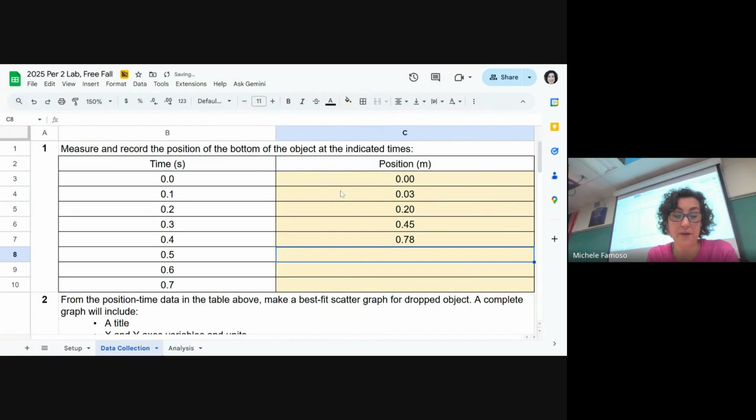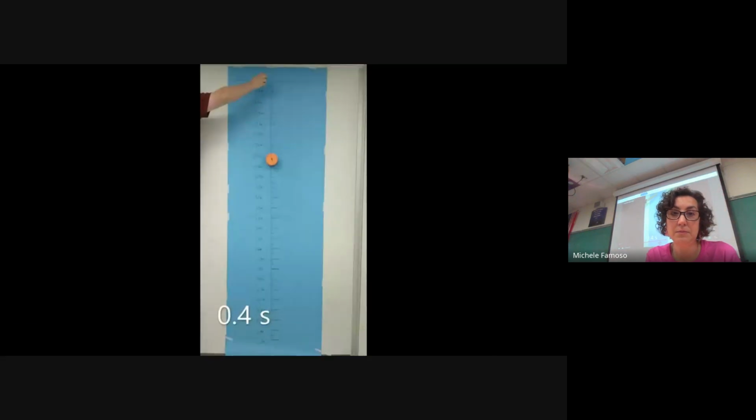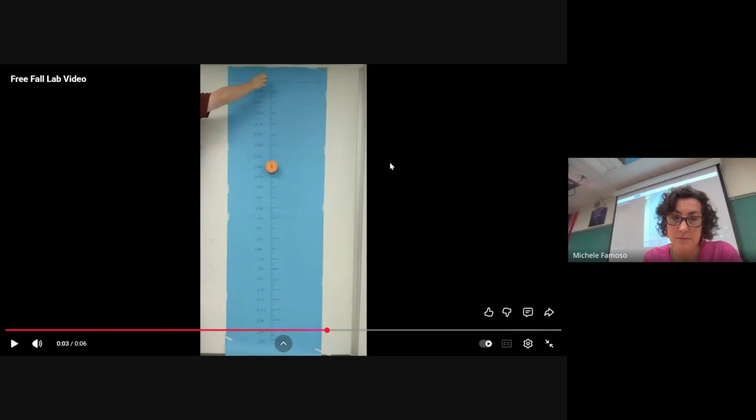Now I'm going to go to 0.5 seconds in the video. There it is, 0.5. Okay, this is a meter. This is 1.1. This is 1.2. This is 1.3. I don't see the halfway mark, so I'm just a little bit beyond halfway between 1.2 and 1.3. Just a little bit.